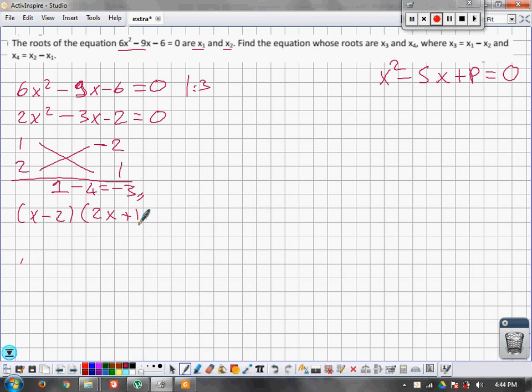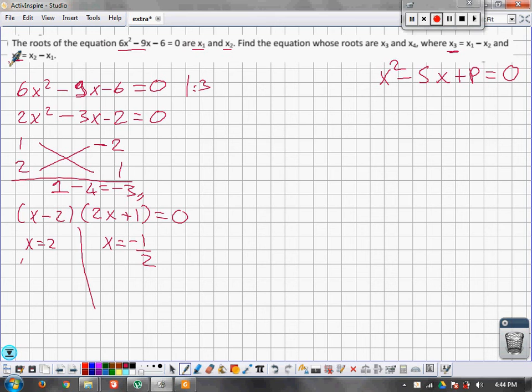2x plus 1 is equal to 0. So from here, if this is equal to 0, x must be 2. If this is equal to 0, x must be minus 1 over 2. So now, the new x, x3 and x4.